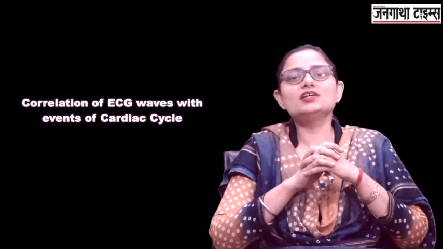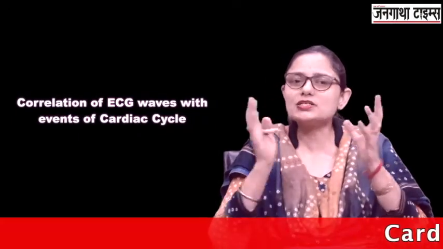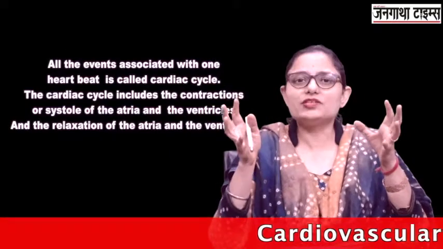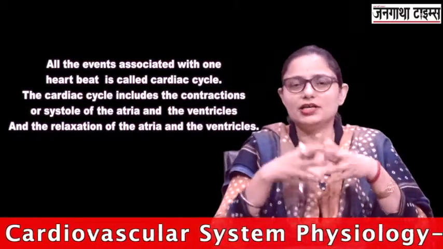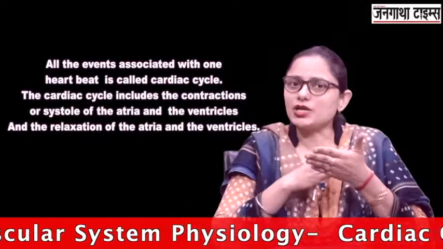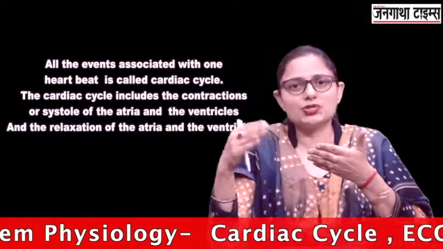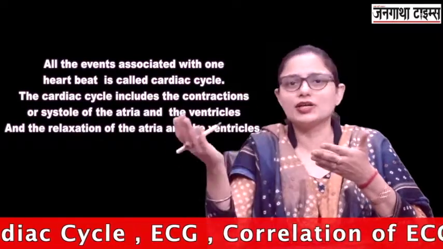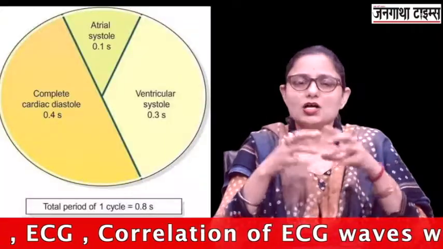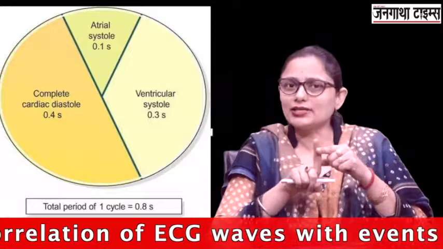And today I'll be explaining the topic cardiac cycle and its correlation with the ECG waves. Now what is cardiac cycle? All the events associated with one heartbeat constitute the cardiac cycle. It comprises of the contraction or the systole of atria and the ventricles and the relaxation or diastole of atria and the ventricles. Now what is the time period of one cardiac cycle?